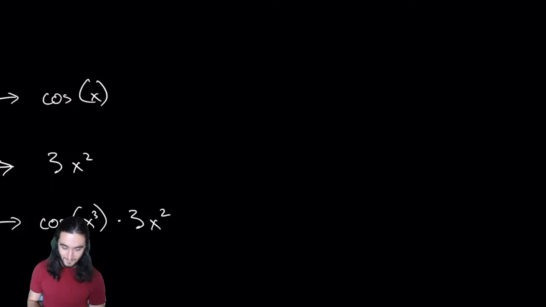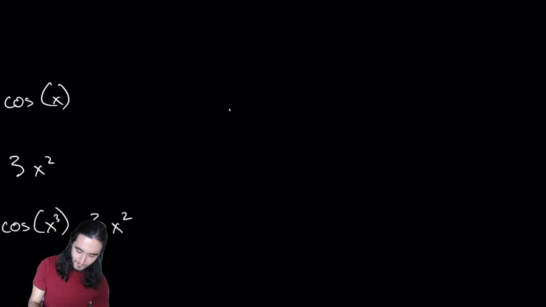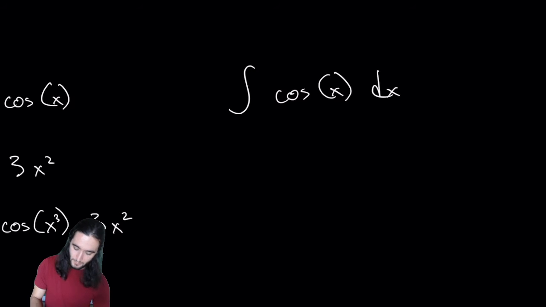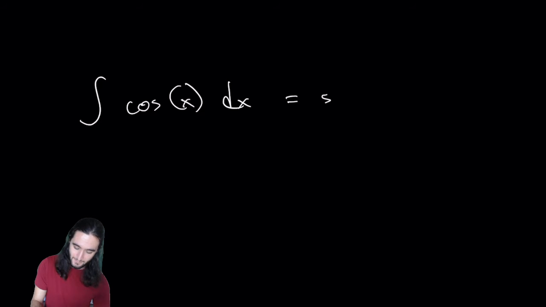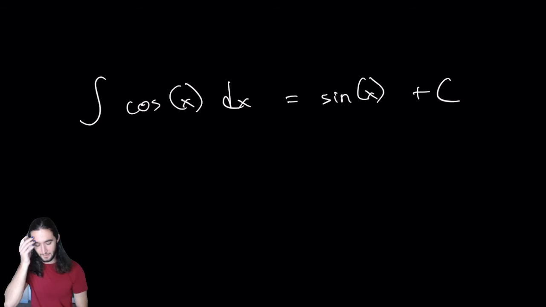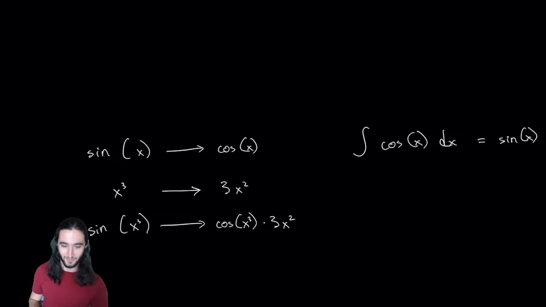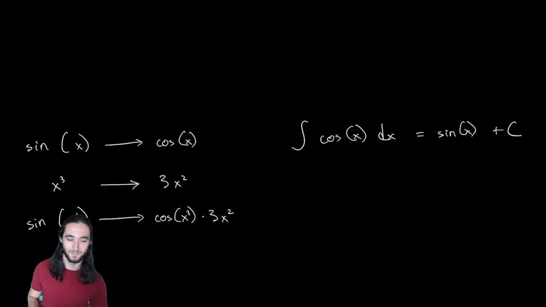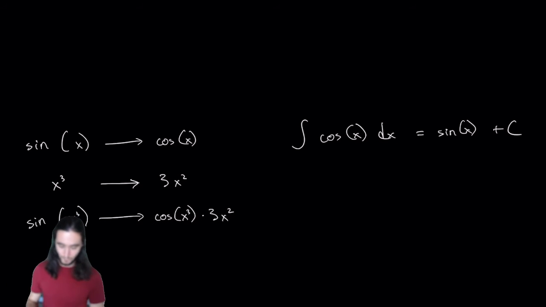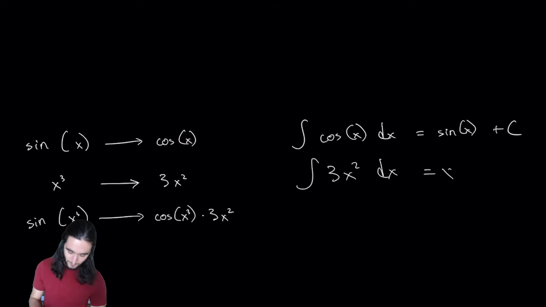Now, what that means is, if you see the integral of cosine, you probably know that that's sine plus c, because the derivative of sine is cosine. It's that simple. These two things are opposites of each other. Same deal, the derivative of the integral of 3x squared is indeed x cubed, and so on.